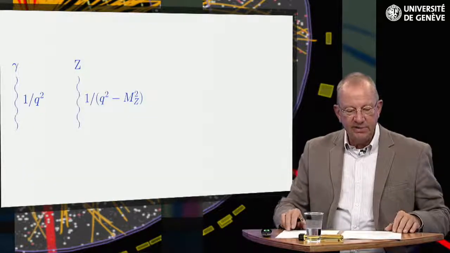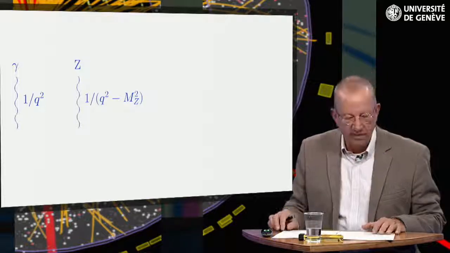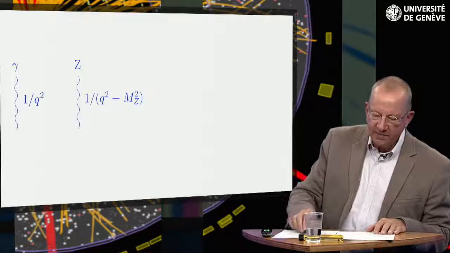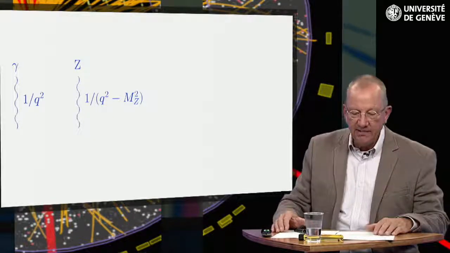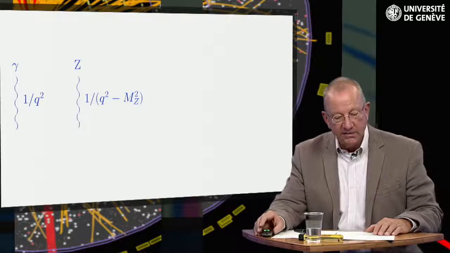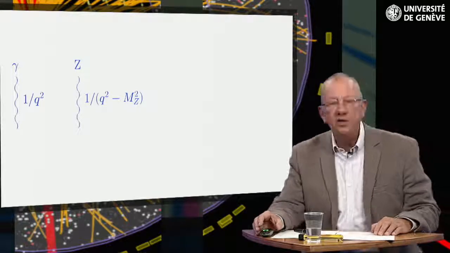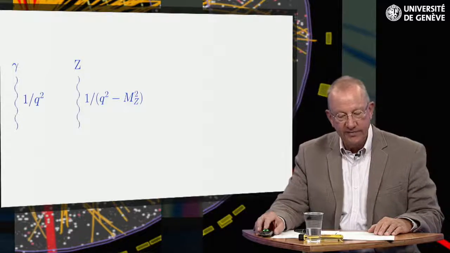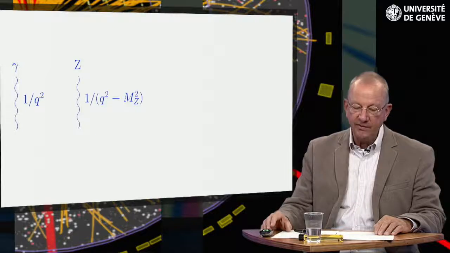Why can we not simply treat the T quark as a heavy U quark and the Z boson as a heavy photon? The problem comes from the propagation probability of heavy bosons. The probability amplitude for the exchange of a zero-mass photon between two vertices is proportional to 1 over q squared, with q the four-momentum of the photon.